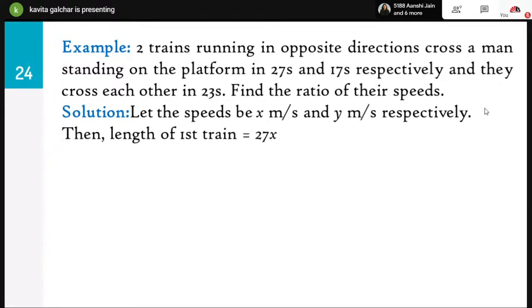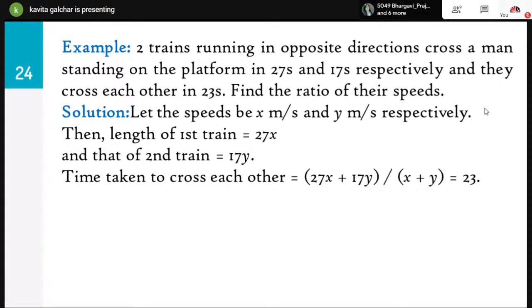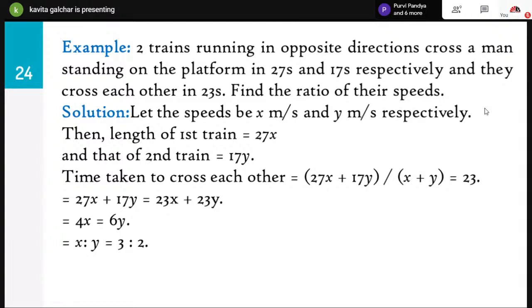The length of the first train is 27x. As distance is equal to speed into time, the time of my first train is 27 seconds and the speed I am considering x. That is why the length of the first train would be 27x. And that of the second train would be 17y, as the time taken by the second one is 17 and the speed is y. Time taken to cross each other would be total distance upon total speed, that is 23 seconds. By equating both the equations, 27x plus 17y equals 23x plus 23y, you will get 4x equals 6y, and the ratio would be 3:2.